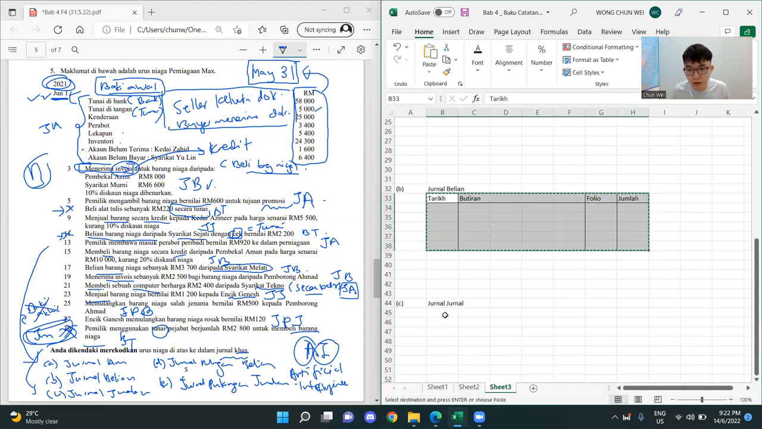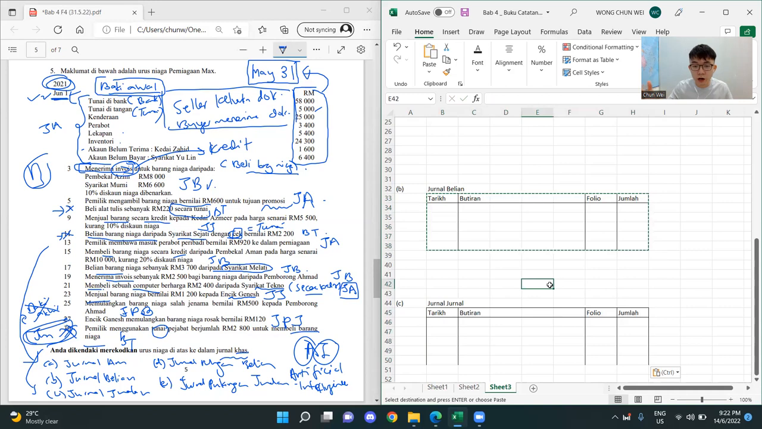I'm going to cheat here, so I just copy and paste, but you need to write out Tarikh, Butiran, Folio, Jumlah, and draw the lines. Okay, all right, so are you guys ready for recording number 3? If yes, give me a yes. Make sure you're already done with your journal bullion, and prepare the table for journal jalan too.